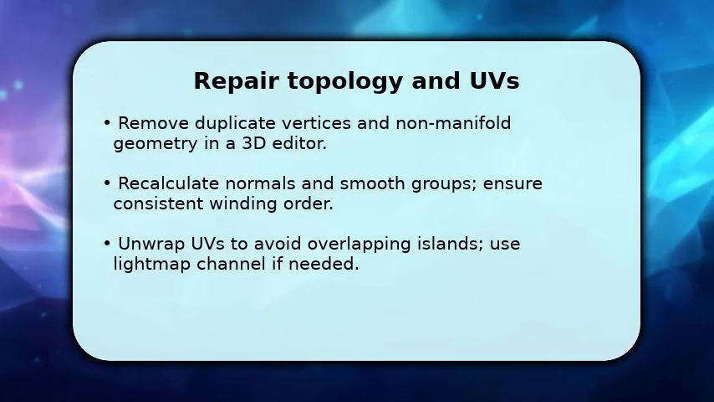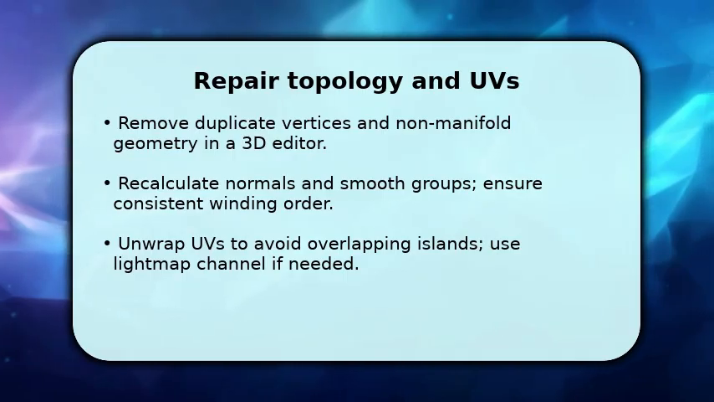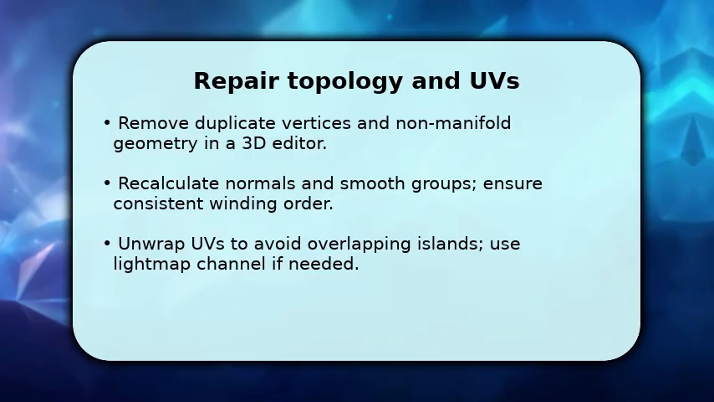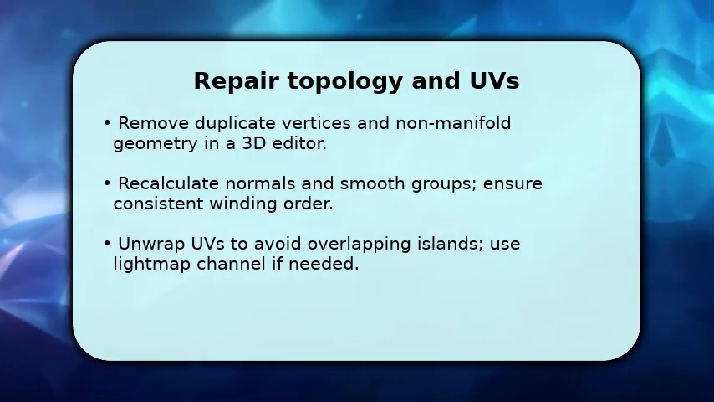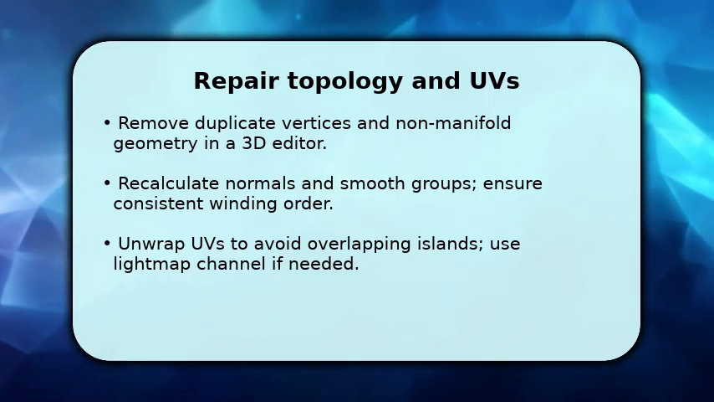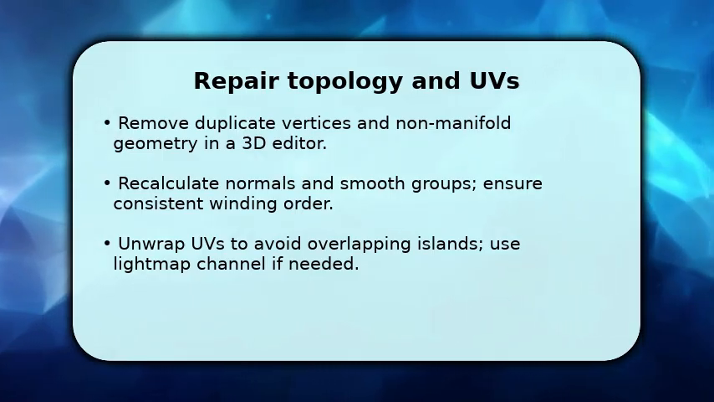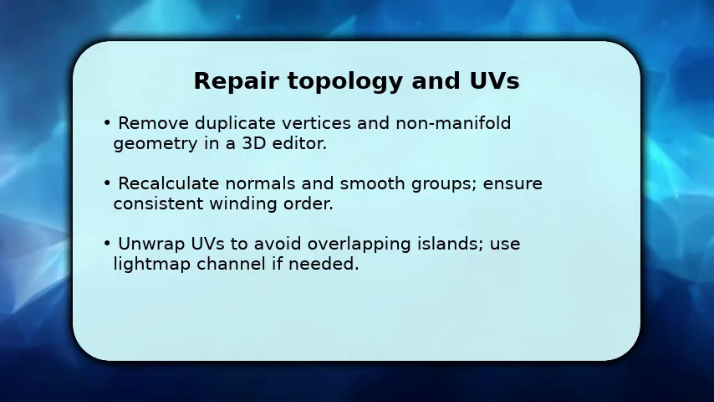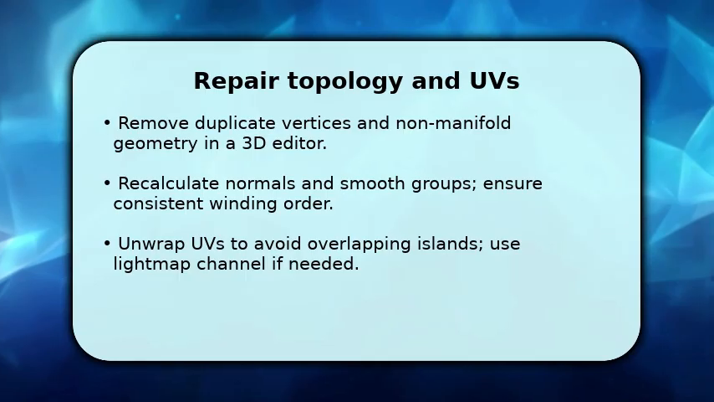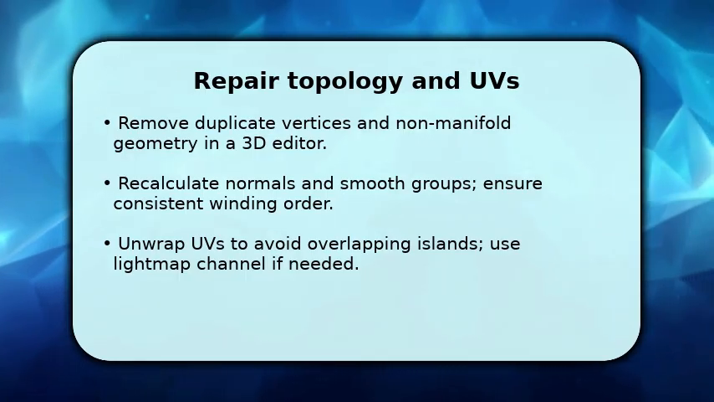Now you fix the mesh structure. Open it in your 3D editor and remove duplicate vertices, non-manifold faces, and stray elements that break collisions or rendering. Recalculate normals and unify winding so lighting behaves predictably. Inconsistent normals cause dark seams. Unwrap UVs to eliminate overlapping islands and assign a dedicated light map channel when using baked lighting.